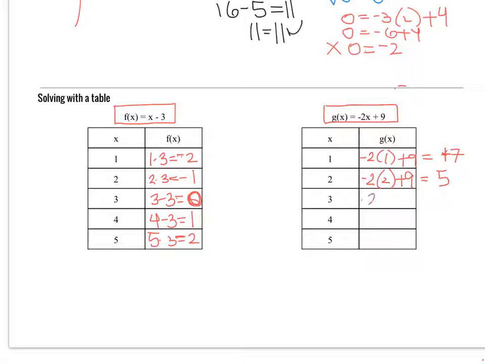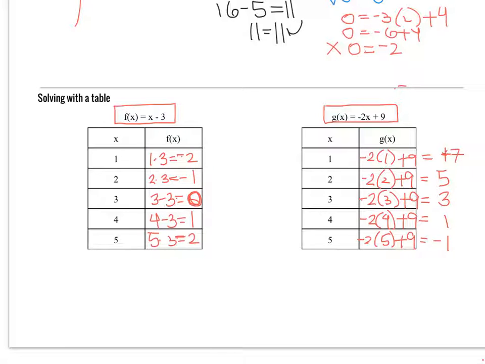So negative 2 times 3 plus 9. So negative 6 plus 9 is 3. And then negative 2 times 4 plus 9. You get the hang of it, don't you? Negative 8 plus 9 is 1. And you should see a pattern on the right, correct? Negative 2 times 5 plus 9 is negative 1.